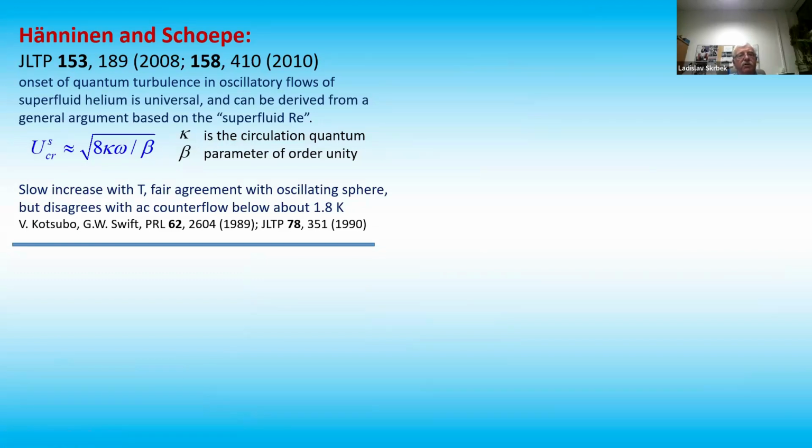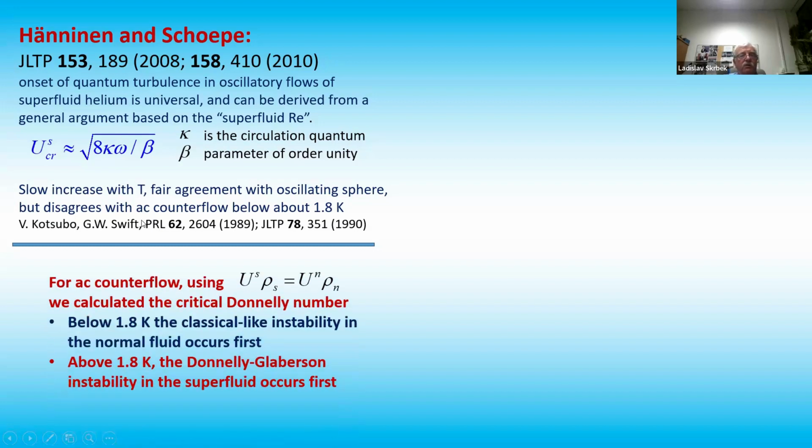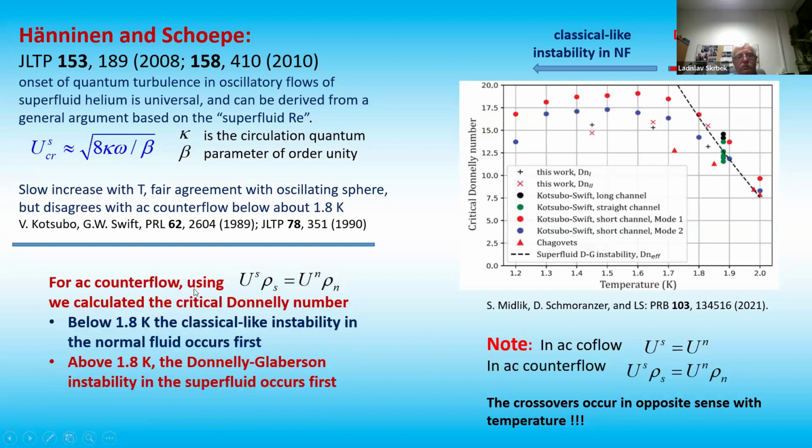And we went back to the work of Vinen and Kolmogorov, who claimed that in the case of these nice experiments of Skrbek's group, where they oscillated a little sphere up and down, they observed the critical velocity, which was described by the critical velocity due to Donnelly-Glaberson instability. But for the experiment of Kotsubo and Swift and for our experiments, it didn't work. So we thought, maybe we can employ the same approach and ask whether the instability can happen in the normal component. Indeed, it was the case, but the opposite. While in the oscillating objects the first instability occurred at low temperatures, here the opposite is true. So the crossover occurs here as well, but in the opposite sense with temperature. So that's an interesting result.